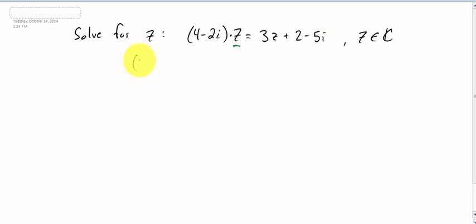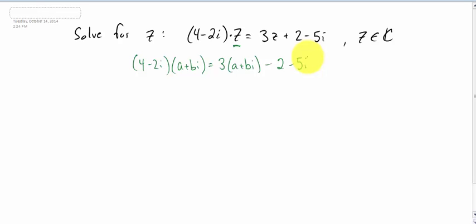Well, let's do this. How about we do 4 minus 2i, and instead of calling it z, let's use a plus bi, equals 3 times (a plus bi) minus 2 minus 5i. What we're going to do here is take the left side and find the real and imaginary parts, and take the right side and find the real and imaginary parts, and then set them equal to each other.